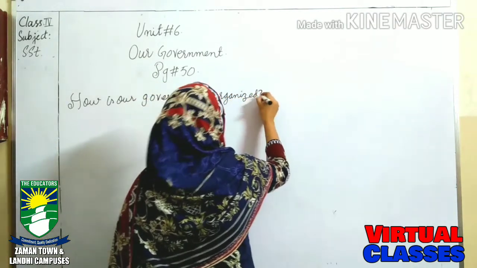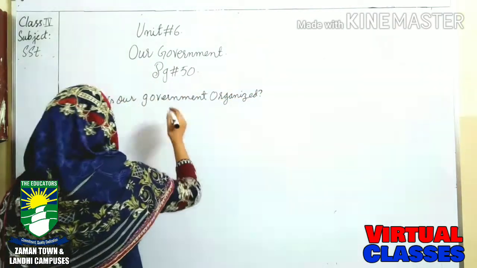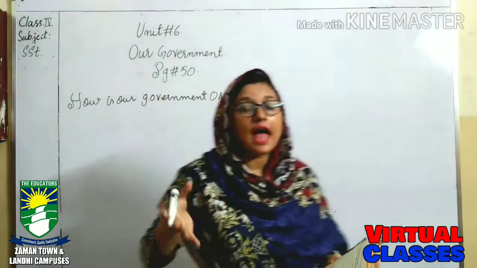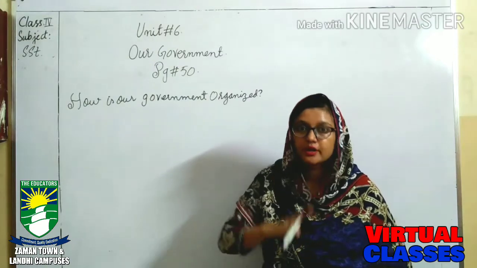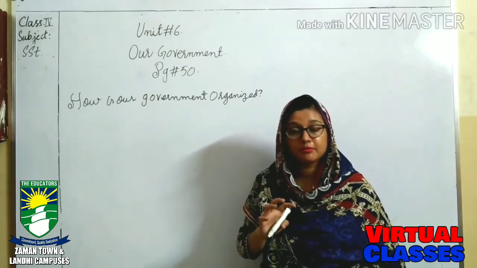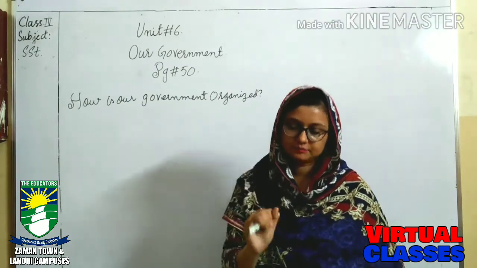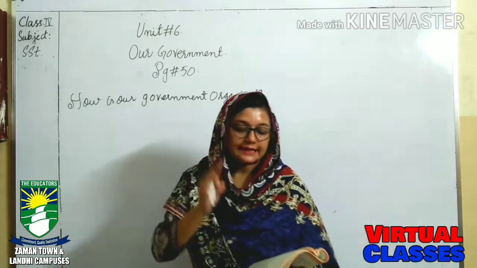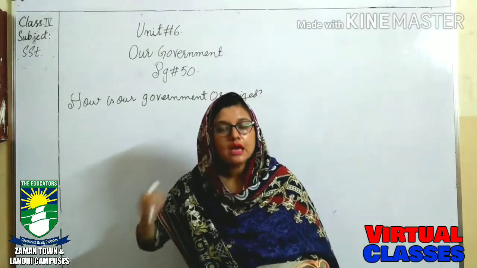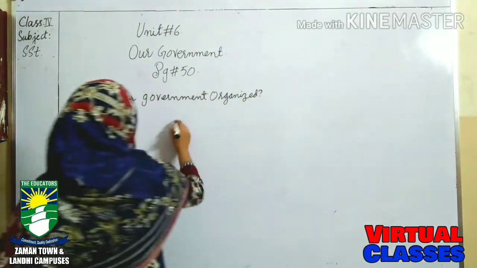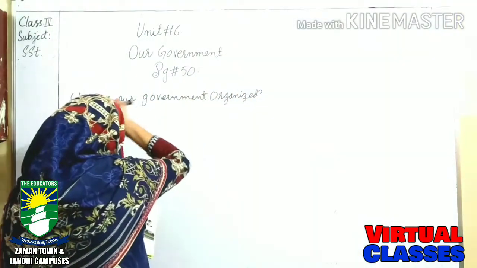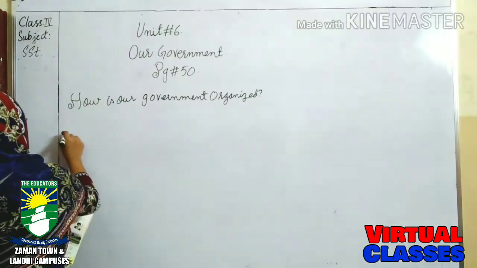The first one, we know about it. Each branch has its own special task to perform, because we know our government has 3 branches. How many branches? 3 branches. You can see these 3 branches. Each branch has its own special task to perform. For example, if I draw it, government, the first one is the executive.